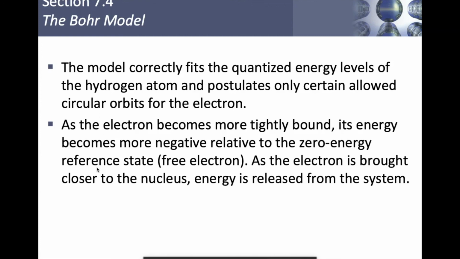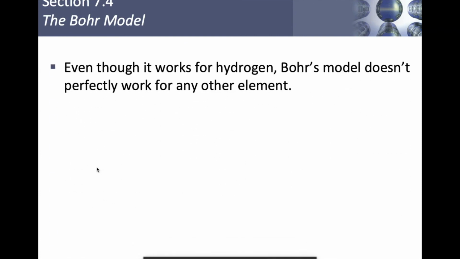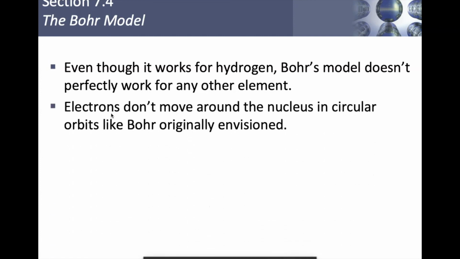Now, why don't we use Bohr's model? Why don't we just use Bohr's model? It doesn't work for any other element, which is kind of sad, but it only works for hydrogen. That's the only atom that can be perfectly modeled. Otherwise, Bohr's model falls apart and doesn't work any longer. And the reason is that electrons do not move around the nucleus in circular orbits like Bohr originally envisioned. That little circular motion is not what electrons do at all.